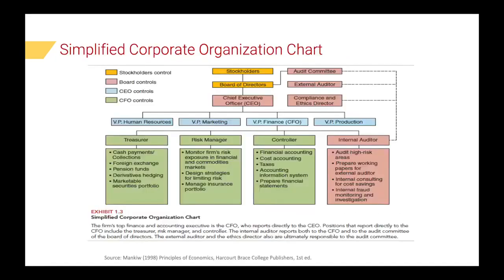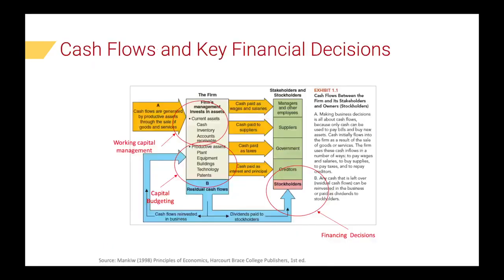Here we see a simplified corporate organization chart. As we drill down into this chart, we are mainly focused on the financial occupations. So this course will teach you to think like a treasurer, a risk manager, a controller, and an internal auditor. In this course, we will be focusing on three things: working capital management, capital budgeting, and financial decisions.